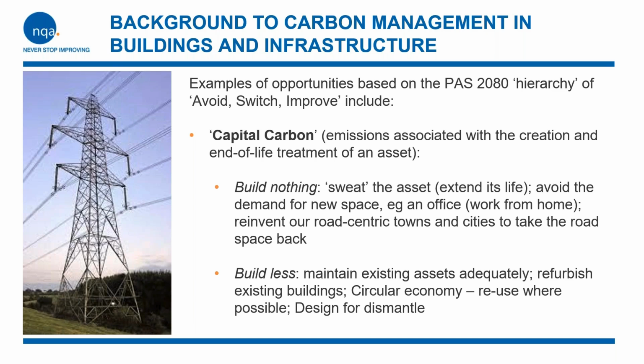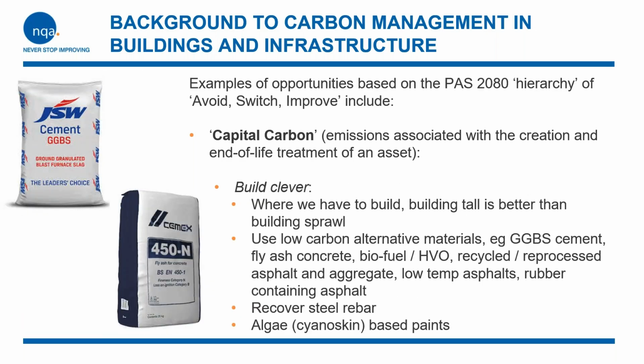And even things like design for ease of dismantling the buildings would all come under the capital carbon heading. As would the ability to use alternative materials. So for example, when I've done PAS 2080 verifications, the use of low carbon alternative materials, for example GGBS cement, fly ash containing concrete, biofuels, HVO, which is hydrotreated vegetable oil rather than using diesel, using recycled and reprocessed materials in the first place, like asphalt and aggregate, low temperature asphalts, alternative material containing asphalts, using recycled steel, rebar, even carbon absorbing paints I've seen used in projects that are being managed under PAS 2080.